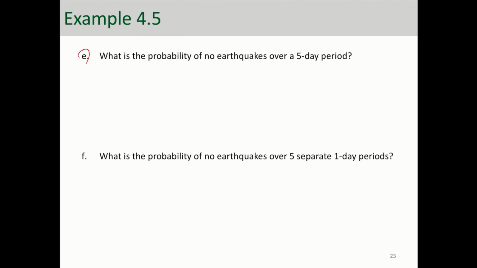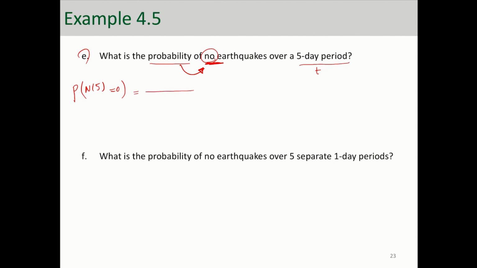Part E says, what is the probability of no earthquakes over a 5-day period? Again, the probability is referring to the number of arrivals, so that's why it's Poisson. It's not about time between them. The time is actually given. That's the t. So the random variable here is N of 5, the number of arrivals in 5 days. And you want to calculate the probability of that being equal to 0. No earthquake.